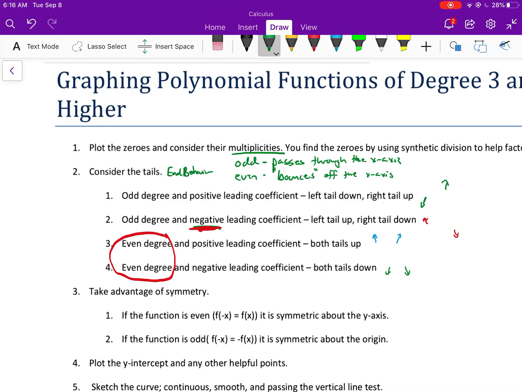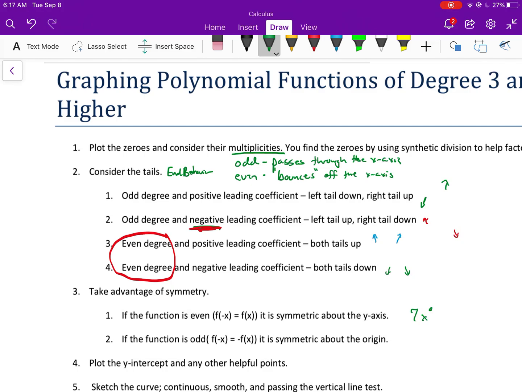Take advantage of symmetry. Even functions are symmetric about the y-axis. They reflect about the y-axis. We can also think within polynomials, if all of the exponents are even, it will be symmetric about the y-axis. And if all the exponents are odd, it will be symmetric about the origin. Please remember, a constant is an even term because a constant might be 7 at the end, but it's 7 times x to the 0 power and 0 is even.